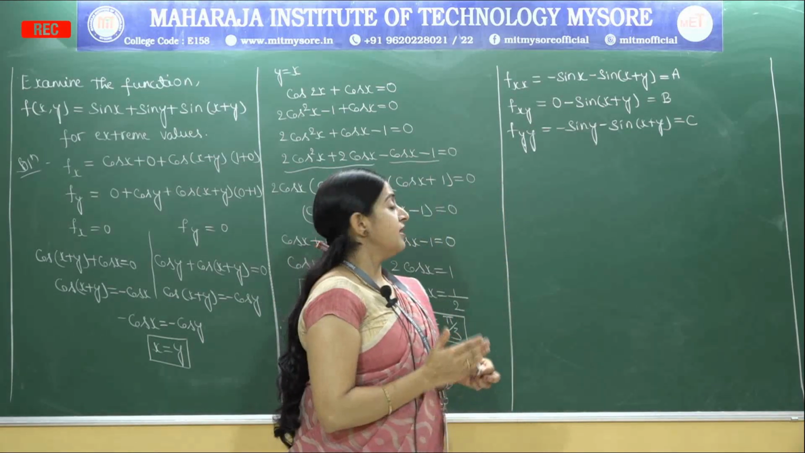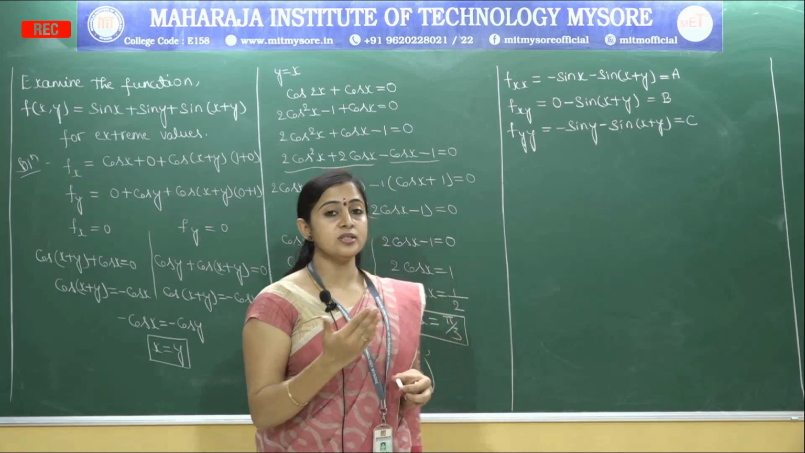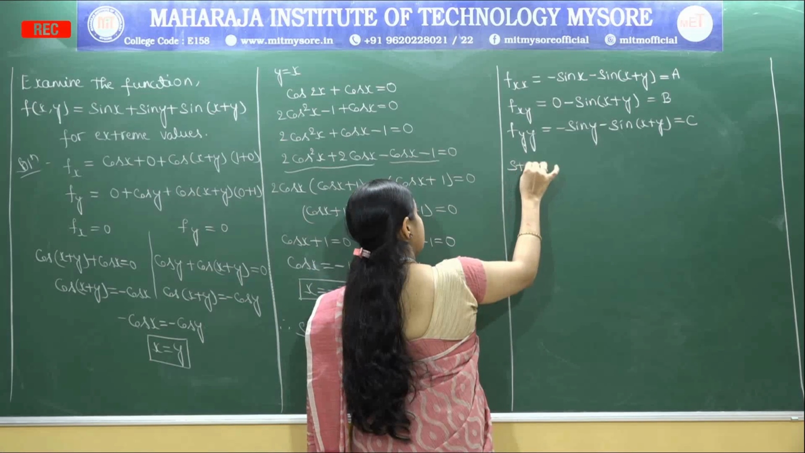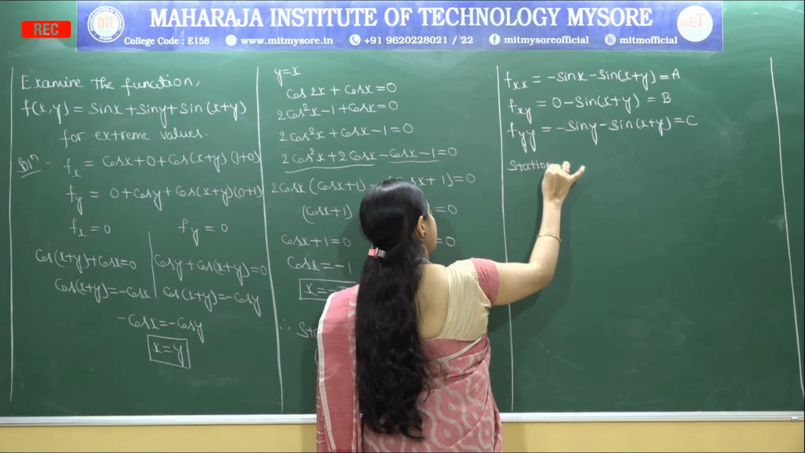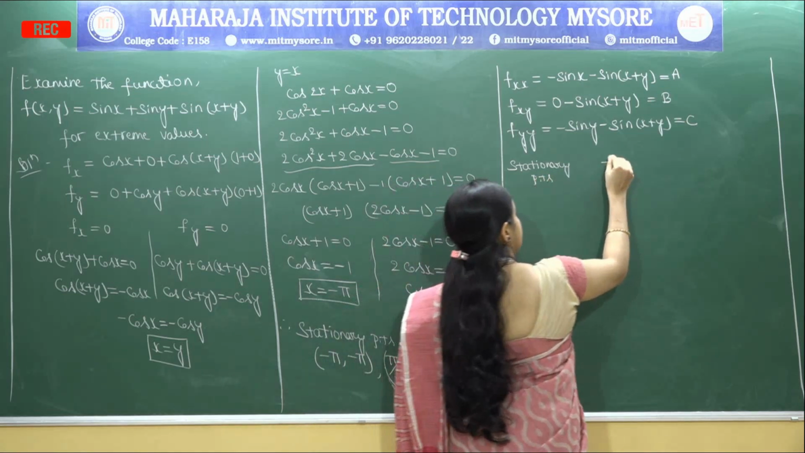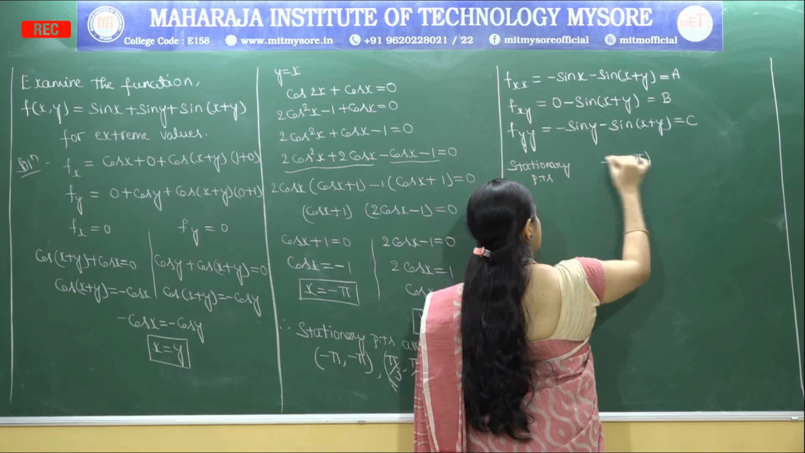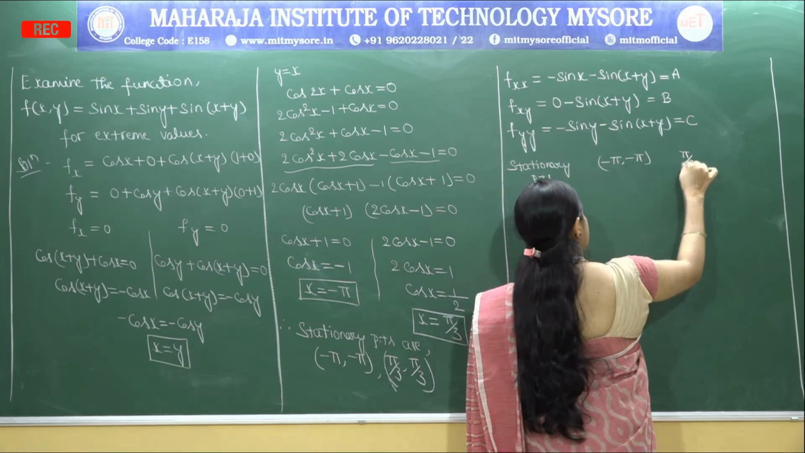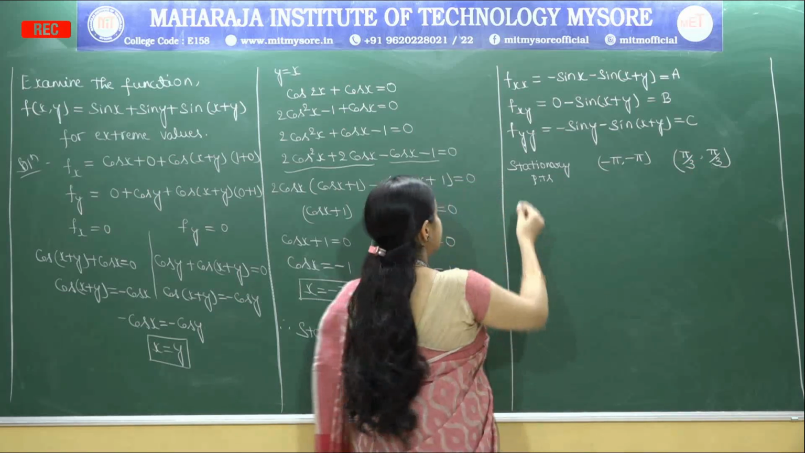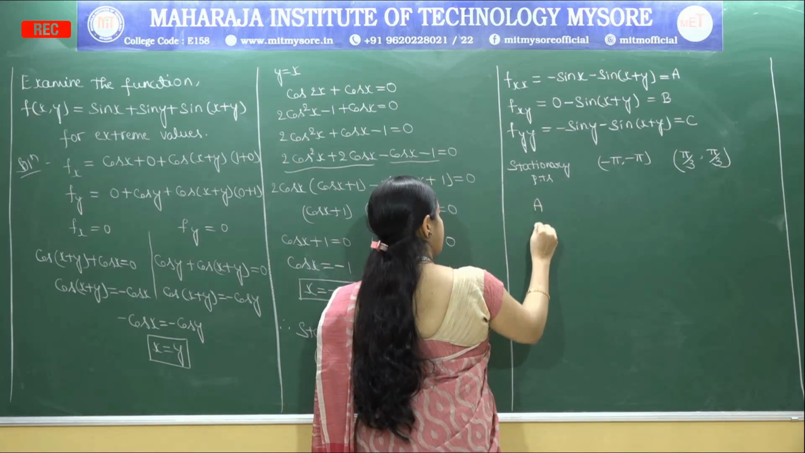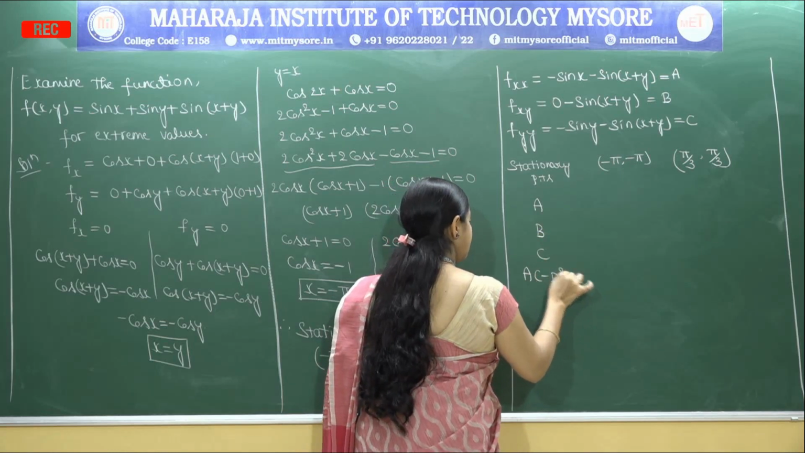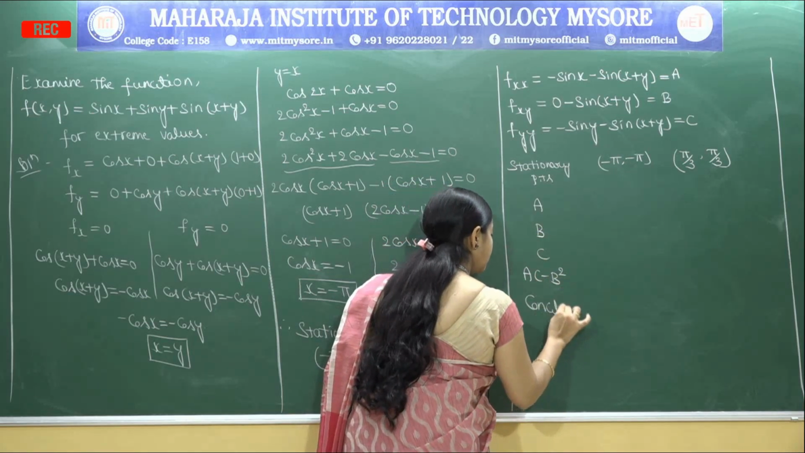Next you have to evaluate this at all the stationary points, then compute AC minus B square. For that I construct the table. So first I write the stationary points: minus pi, minus pi, and pi by 3, pi by 3. Next write A, B, C, AC minus B square. At last you have to write the conclusion.